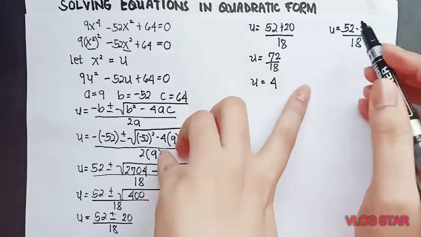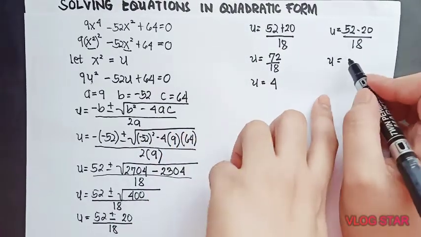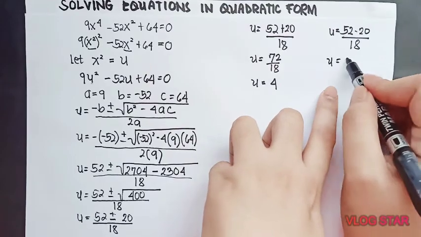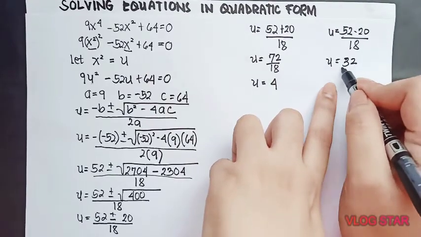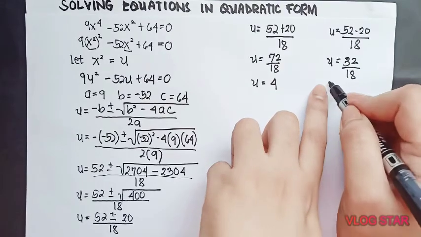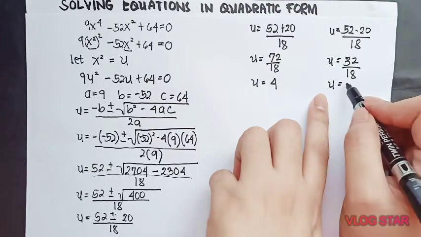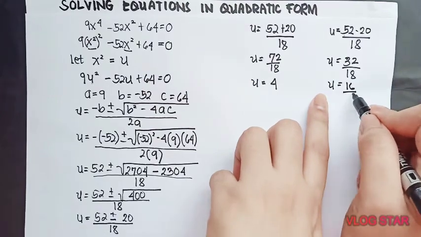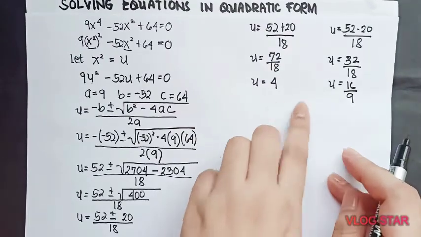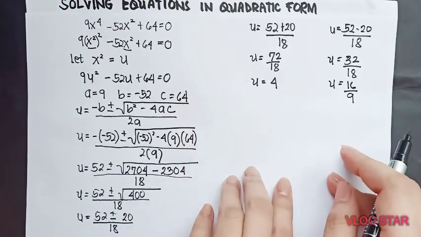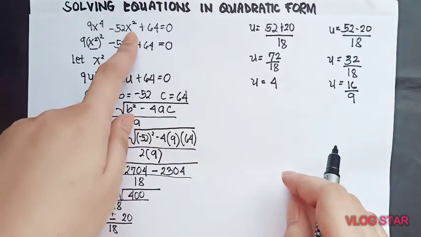Alright? And this one, we have here u equals 52 minus 20, that is 32 over 18. Simplify, both are divisible by 2. So that's equal to 16 over 9. Alright, so here are the values of u, but they are not yet the solution to this equation. We have to solve for x.